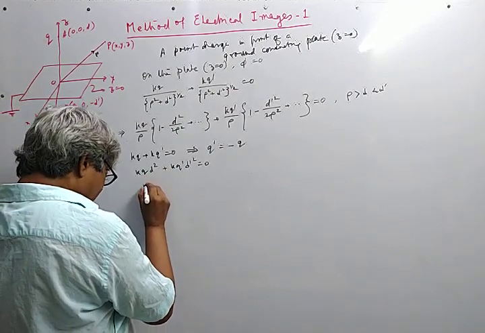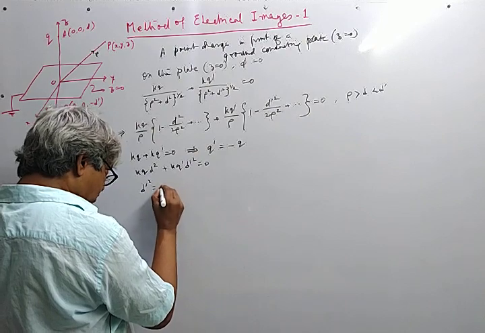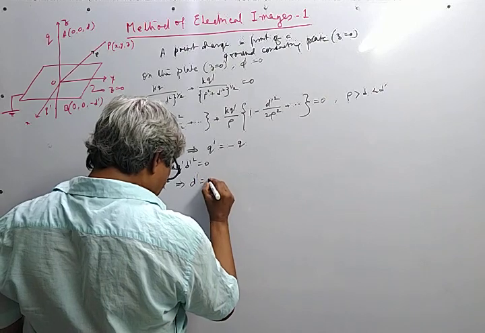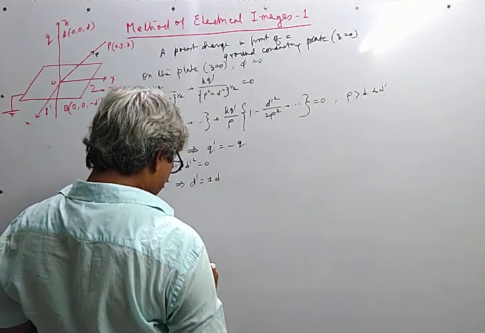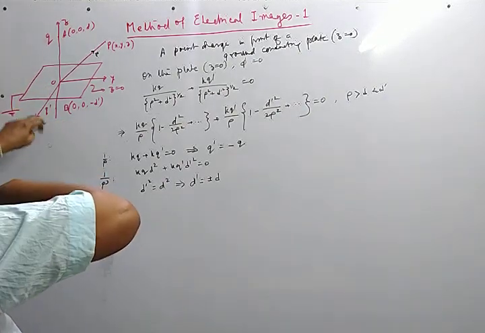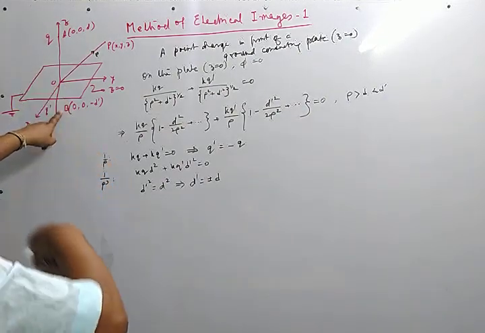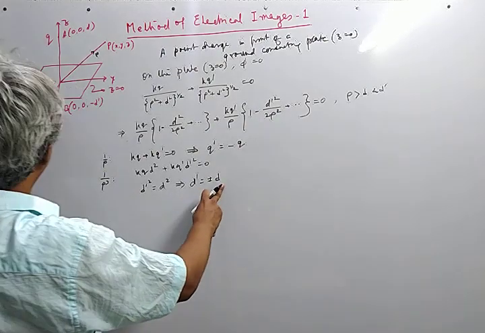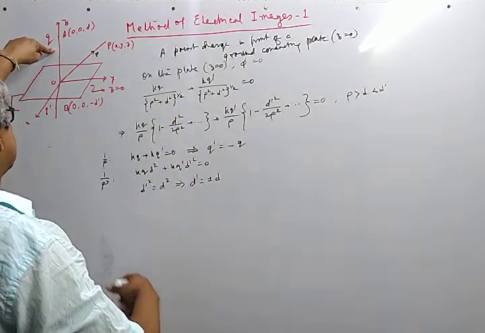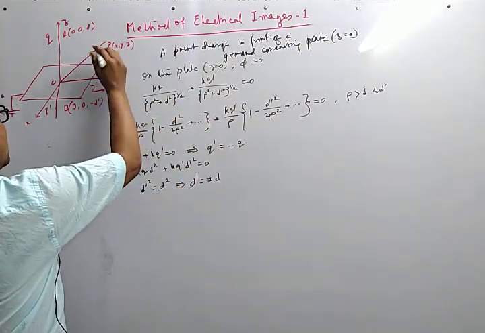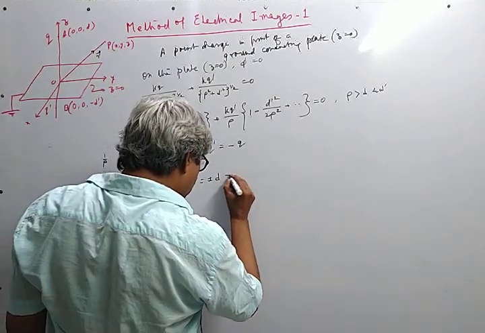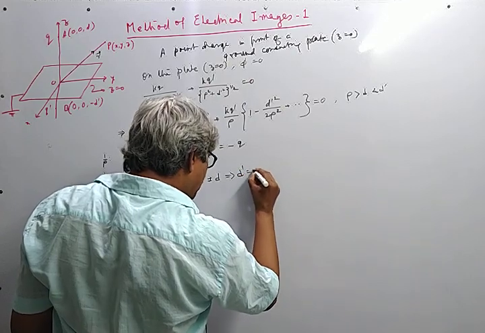So we have d prime square is equal to d square, which leads to d prime is equal to plus or minus d. Now we have already taken d to be negative, that is the point lies on the negative z axis. If we further take d prime to be negative, then the image charge will be on the z is equal to plus half, which is in contrary to the method of images. So the acceptable solution is d prime is equal to plus d.